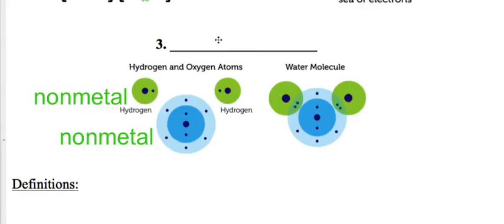These two nonmetals, when they bond together, and this is the one that we looked at a little bit earlier with oxygen and hydrogen forming a water molecule, it's called a covalent bond. This is called a covalent.